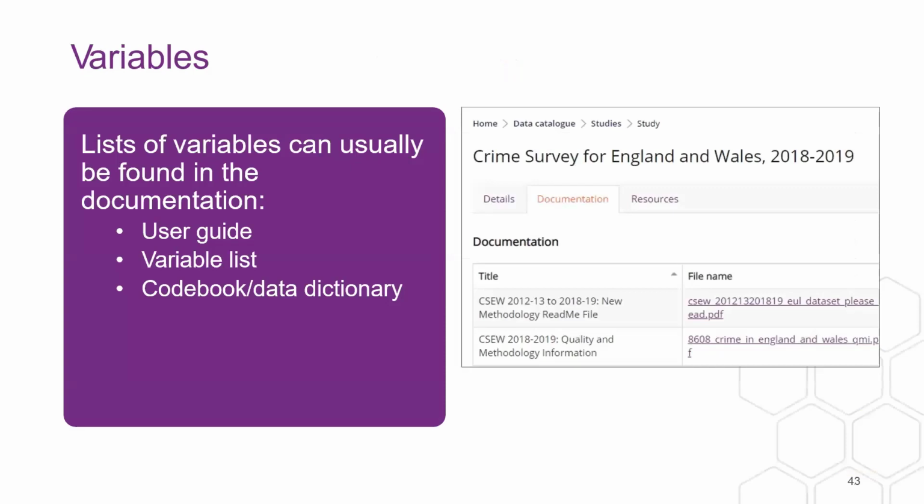And I know we had another question earlier as well about how do you see the variables that are available in the data set before you download it? Well, this is also found in the documentation, and for quantitative studies, it's usually either contained in the user guide, the variable list, or we have what's called a code book or a data dictionary, which contains a list of all the variables available in that data set. So I'd encourage you to have a look there.